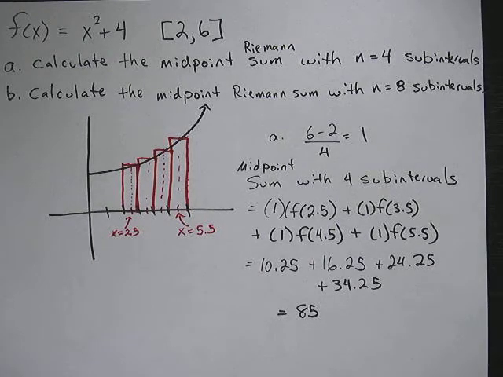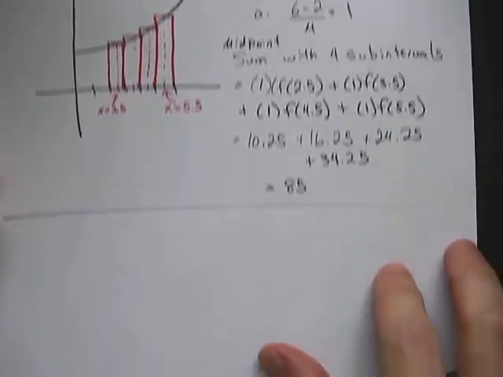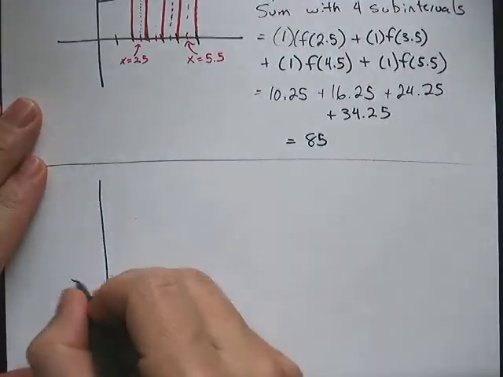All right, now let's do the same thing, except this time we're going to have 8 subintervals. So this is going to be a little bit longer of a problem. We still have our graph here. Let's draw that again.